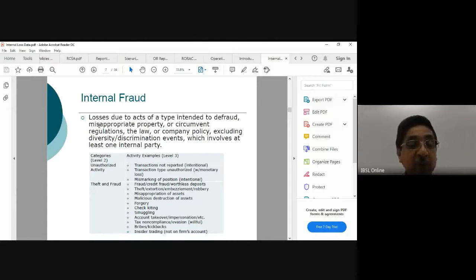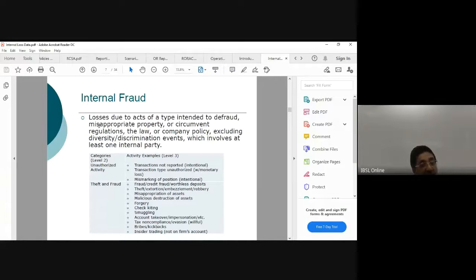Now, when you give these examples, such as transactions not reported, which is intentional, that is the level 3 example. Let me repeat that. When you talk in terms of internal fraud as the operational risk event, internal fraud is the level 1 risk event.